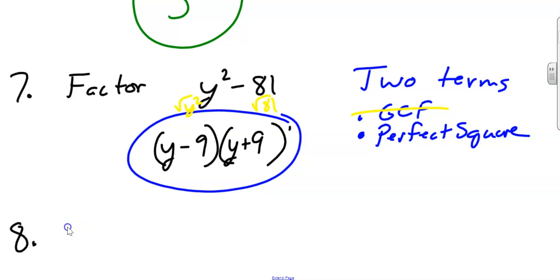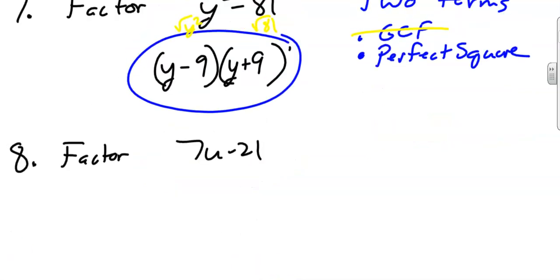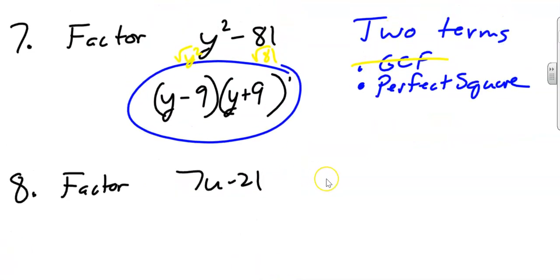Okay, number 8, also a factor, and also just 2 terms. So basically, same checklist here. First thing is greatest common factor. You do have a 7 and a 21, so you can divide them both by 7. u minus 3, there's no perfect squares here. So for that one, that's all you had to do.